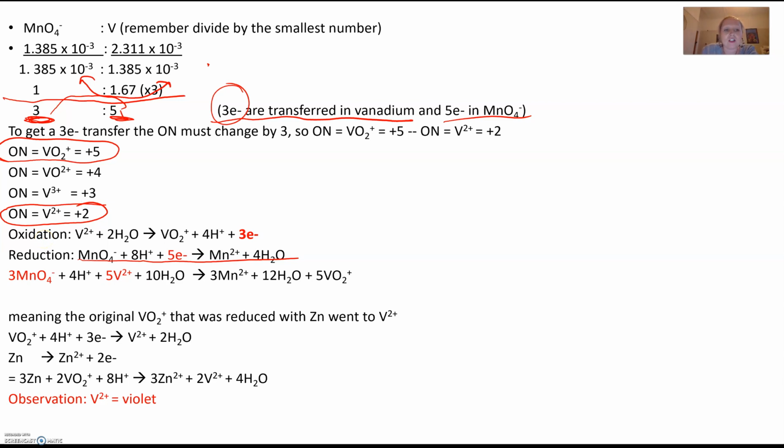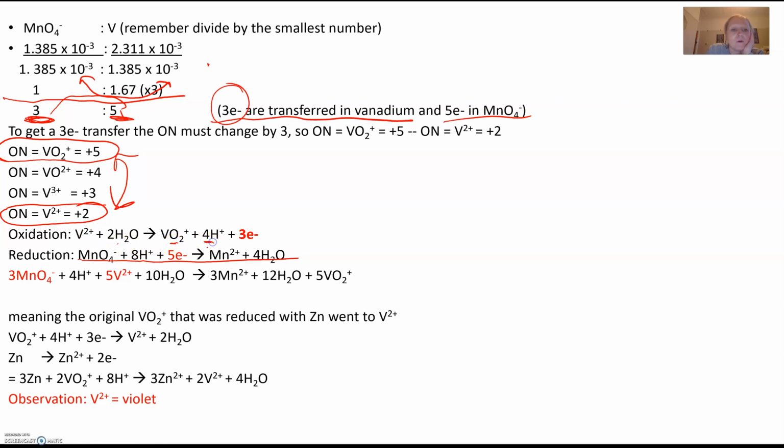So in the reaction of permanganate and vanadium, we know that the oxidation number has to be different by 3 because there has to be a 3 electron transfer. And if you balance this half equation, in the second part, the permanganate is getting reduced to manganese and the V2 plus is getting oxidized back to VO2 plus. So let's just balance that. You've got to add 2 waters to balance the O.